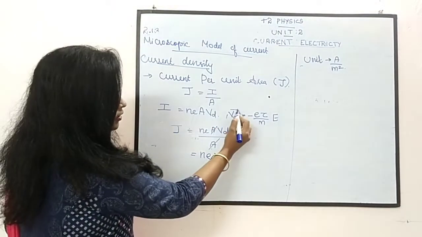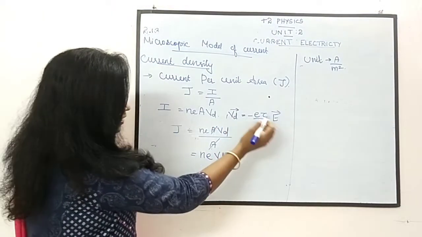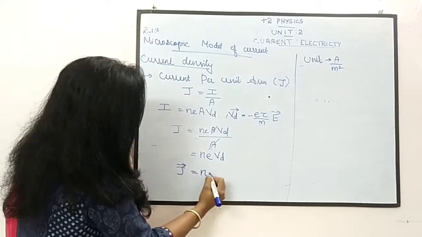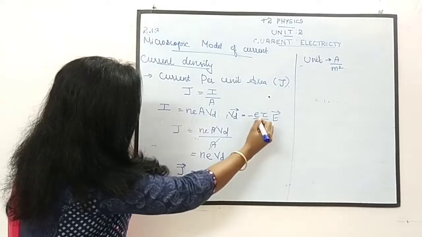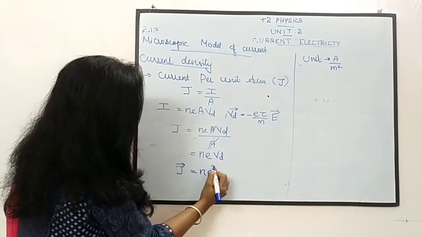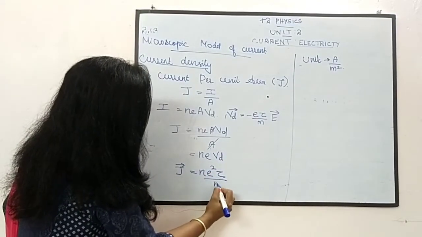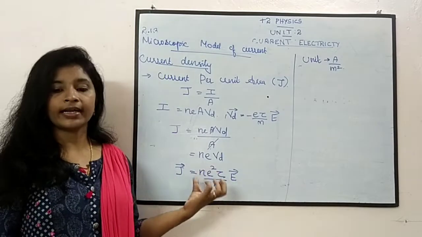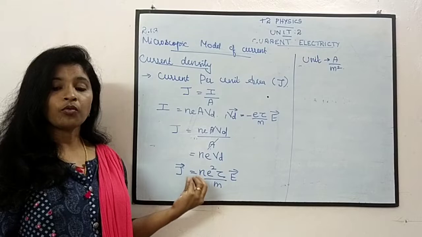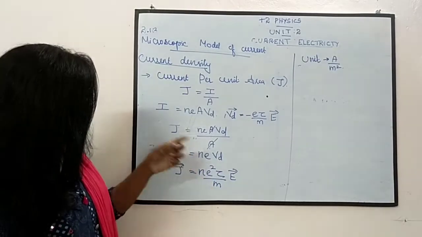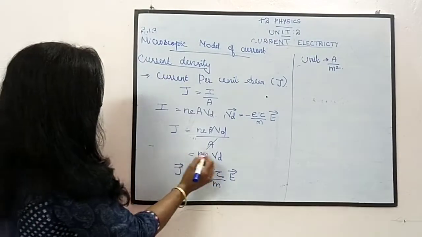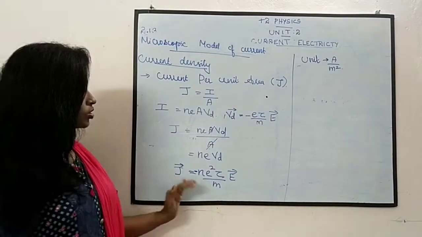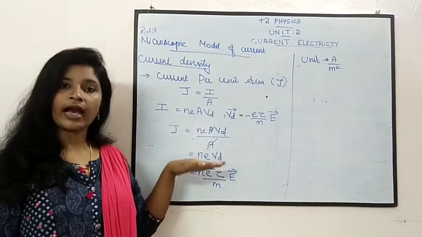VD has a direction, so I am mentioning the direction. So it is given as N E. Substitute the value of VD, so this becomes E square tau by M into E. Okay, so this is the value of current density. I think I have missed the minus sign. Here it becomes minus since velocity is in the minus direction. So this is the value of current density.